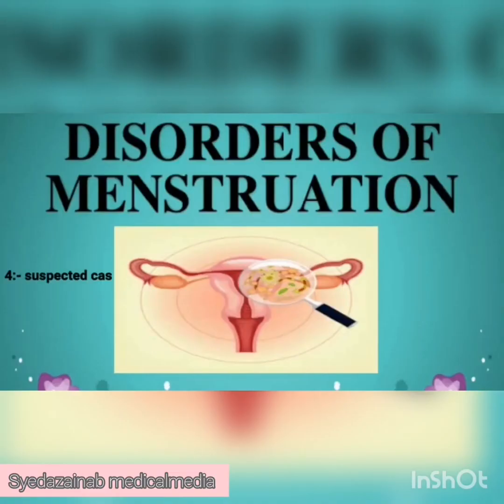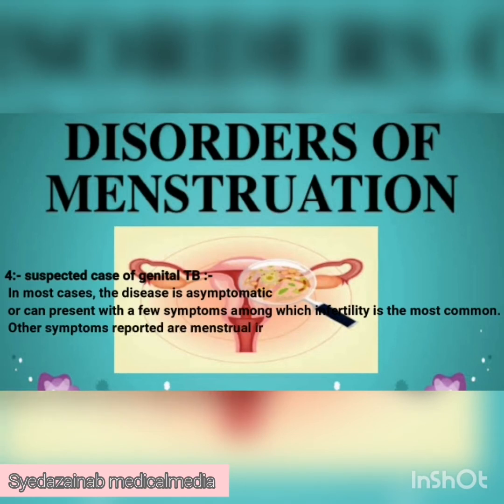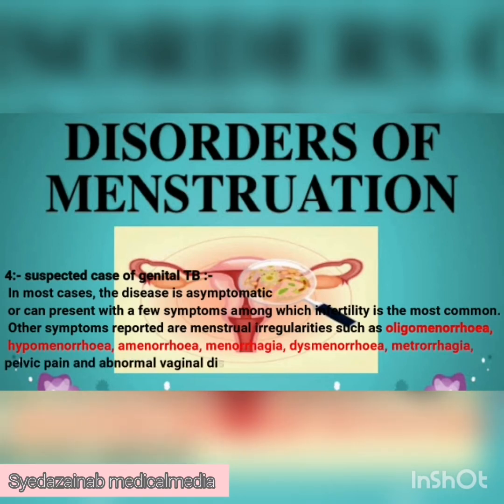Fourth is suspected case of genital TB. In most cases the disease is asymptomatic or can present with a few symptoms, among which infertility is the most common. Other symptoms reported are menstrual irregularities such as oligomenorrhea, hypomenorrhea, amenorrhea, menorrhagia, dysmenorrhea, metrorrhagia, pelvic pain and abnormal vaginal discharge.